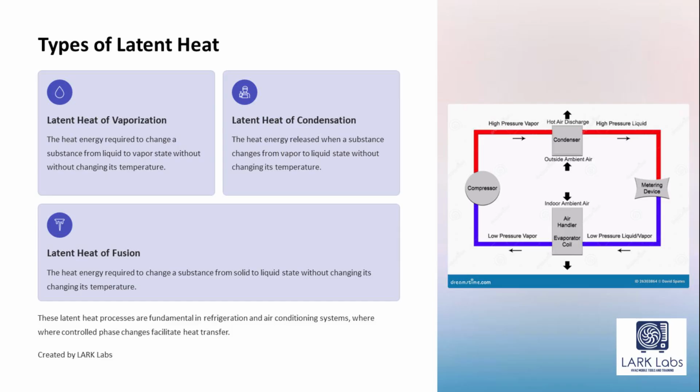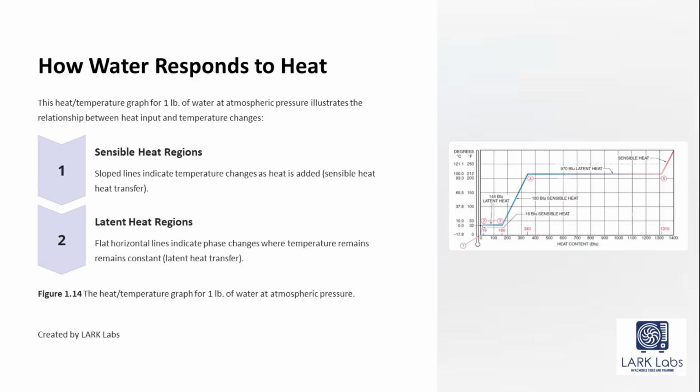Latent heat includes vaporization, condensation, and fusion, each requiring energy to change a substance's state without altering its temperature. These processes are vital in refrigeration and air conditioning systems. Water's response to heat involves sensible heat regions, where temperature changes, and latent heat regions, where phase changes occur without temperature variation. This relationship is crucial in understanding heat transfer in water.